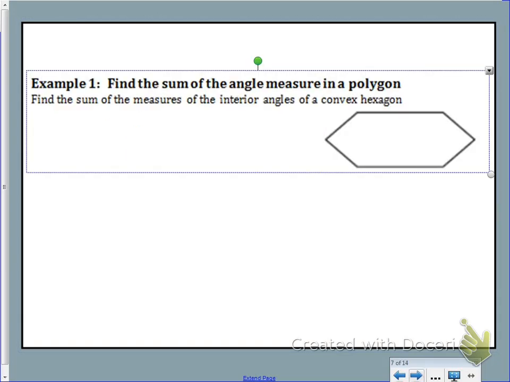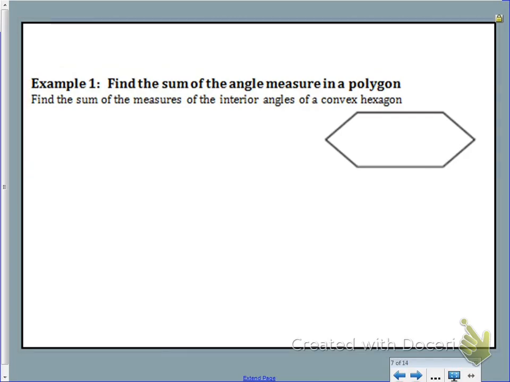Example 1 says find the sum of the angle measures in a polygon, and we're going to do that by looking at this convex hexagon. So a hexagon, we should know, even without the picture, that hexagon really just means that n is equal to 6 sides. Convex, we've seen this word a couple of times already. I'm just going to draw a little side note, so this would be something for your annotations.